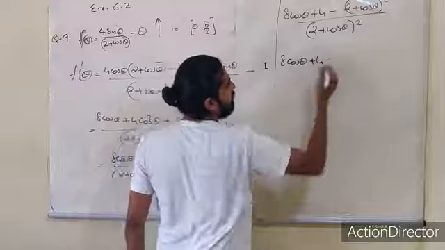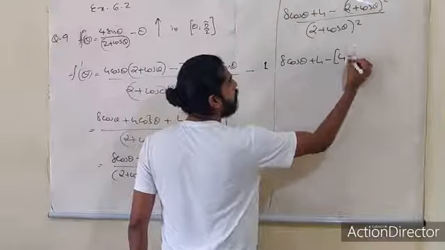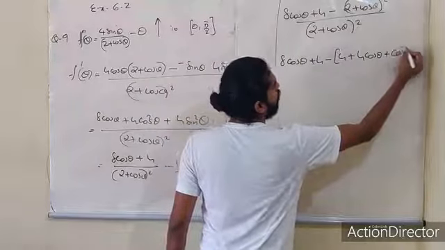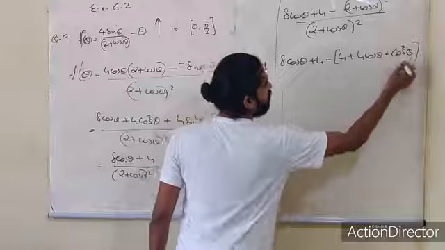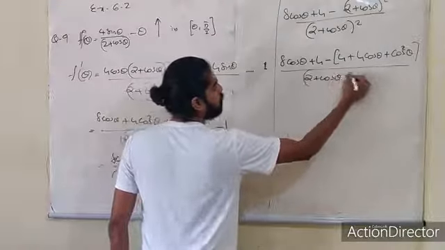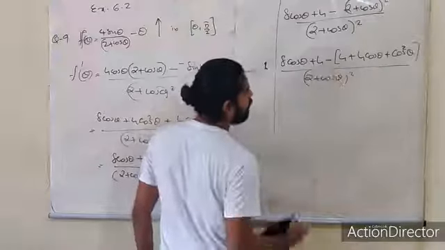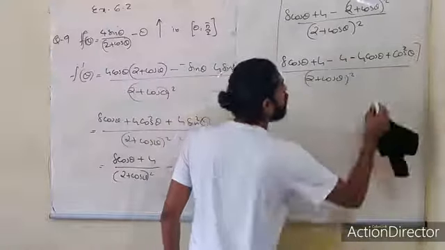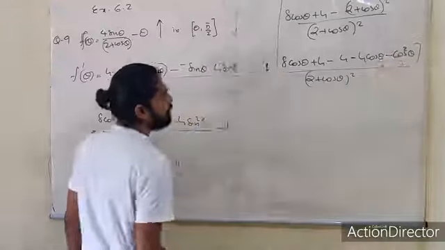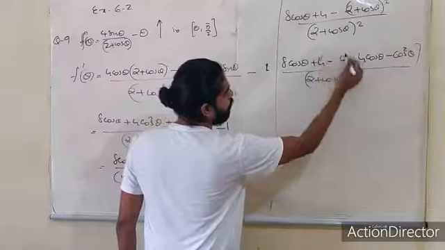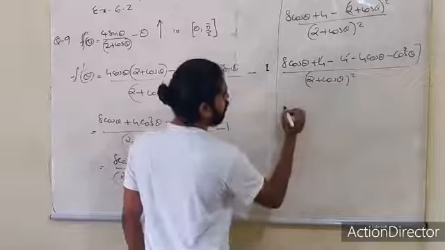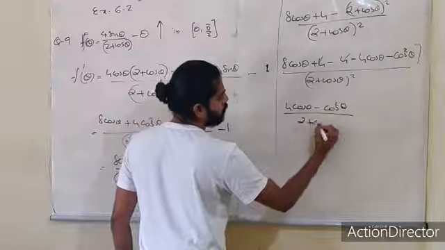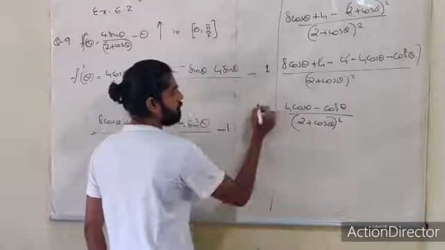8 cos theta plus 4 minus this thing, (2 plus cos theta) whole square. So (2 plus cos theta) whole square will be 4 plus 4 cos theta plus cos square theta. I'm expanding the bracket and applying the negative. So 8 cos theta minus 4 cos theta is 4 cos theta, and 4 minus 4 will be cancelled. So 4 cos theta minus cos square theta divided by (2 plus cos theta) whole square. This is f dash of theta.